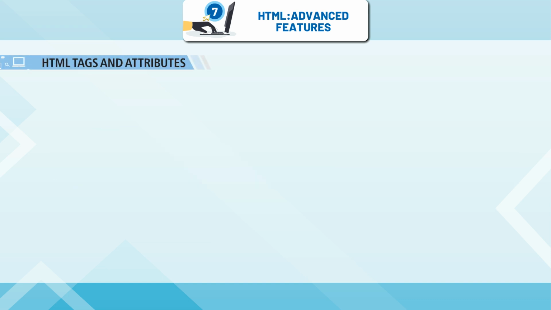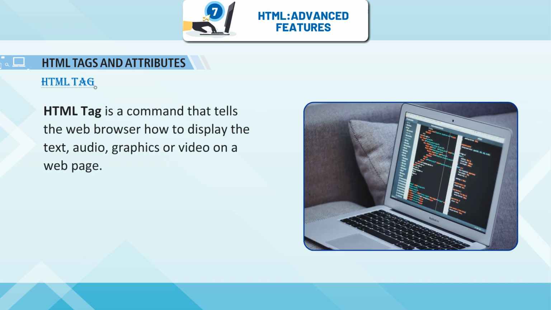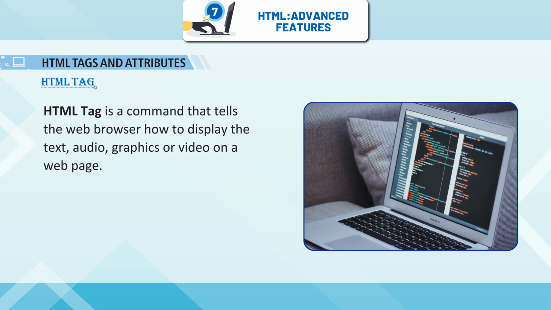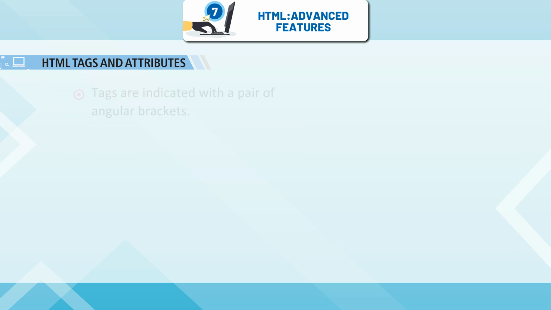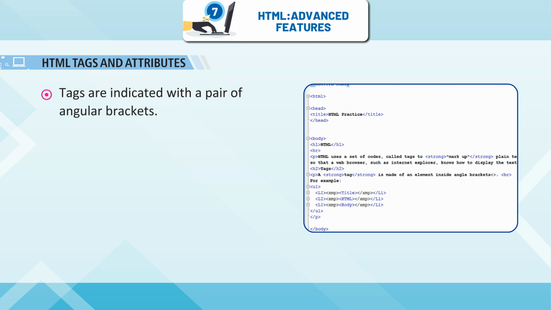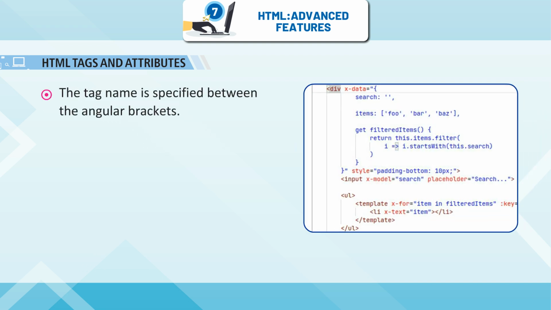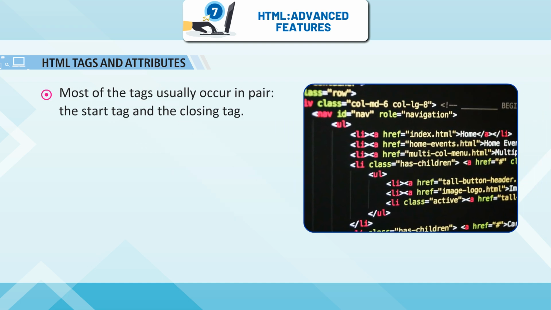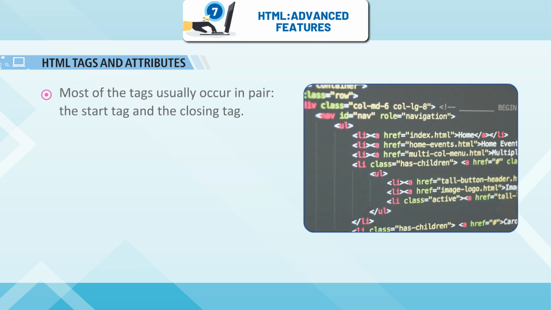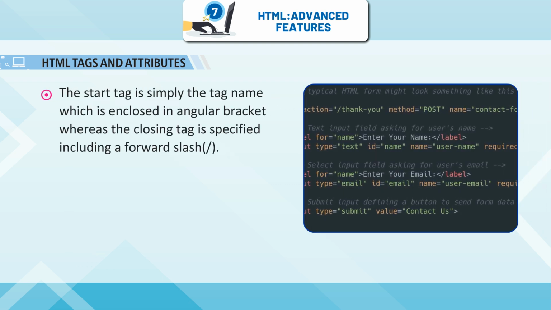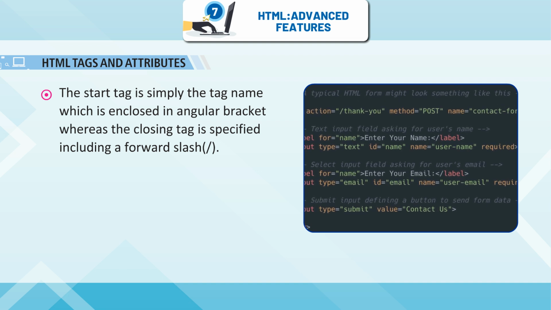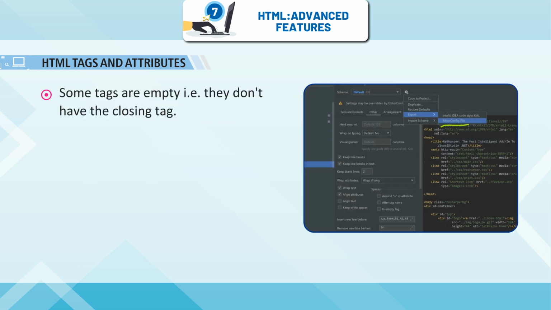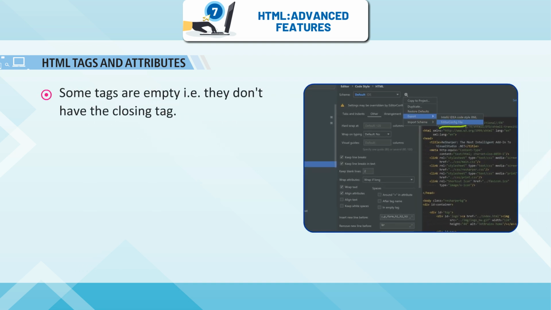HTML tags and attributes. HTML tag. An HTML tag is a command that tells the web browser how to display the text, audio, graphics, or video on a web page. Tags are indicated with a pair of angular brackets. The tag name is specified between the angular brackets. Most of the tags usually occur in pair, the start tag and the closing tag. The start tag is simply the tag name enclosed in angular brackets, whereas the closing tag is specified including a /. Some tags are empty, that is, they don't have the closing tag.